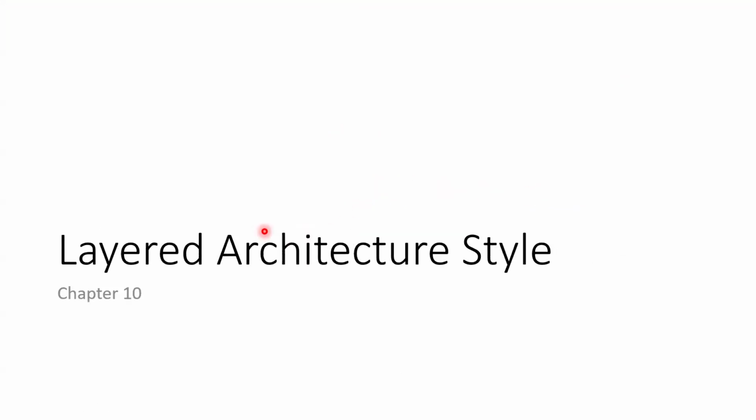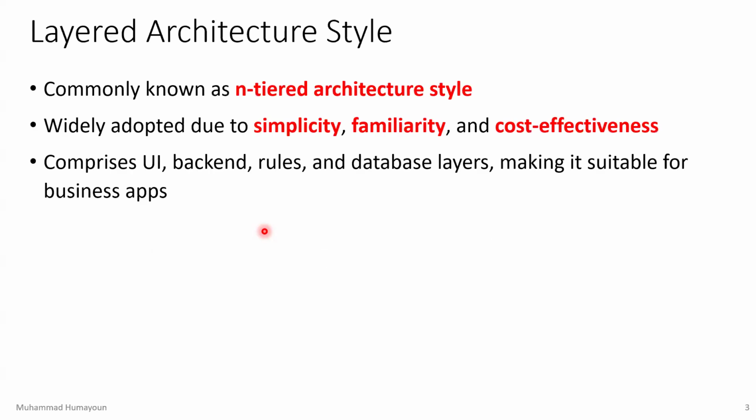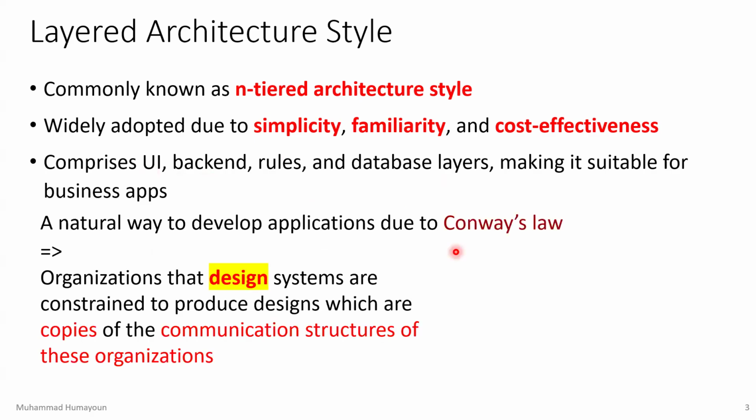So the first monolithic architecture we want to discuss is the layered architectural style. You are very much familiar with it. It is commonly known as the n-tiered architectural style. It is widely adopted due to its simplicity, familiarity, and effectiveness. It has a UI layer, a backend layer, a rules layer, and a database layer, which makes it suitable for many business applications.